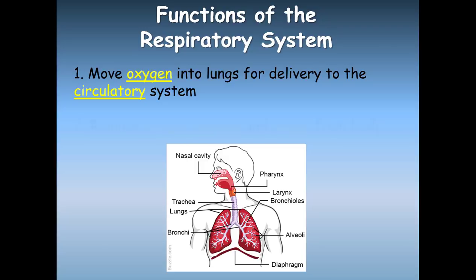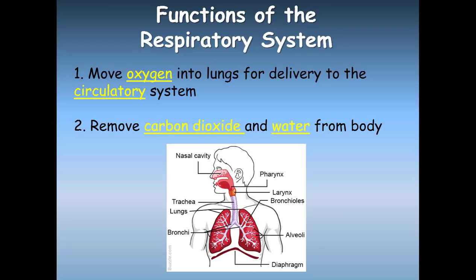The second function is to remove carbon dioxide and water from your body. Again, remember that this whole process is in exact opposition to photosynthesis, what plants do, where they take our carbon dioxide and water and, along with energy from the sun, produce glucose for themselves and oxygen as a byproduct. So it's in reverse to what we do.